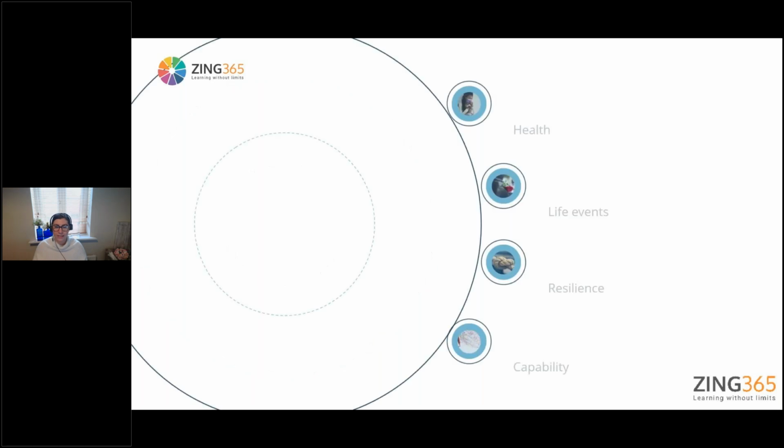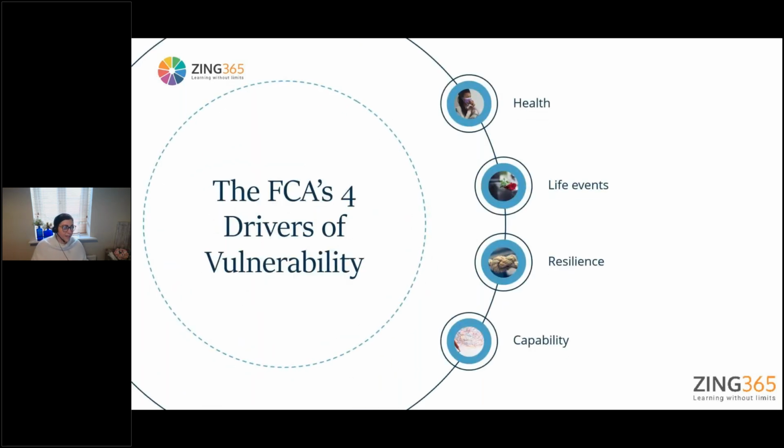Now, the FCA's work in this, they've found that there are 4 drivers, what they call drivers of vulnerability. So the main things that cause a vulnerable client, that includes health.